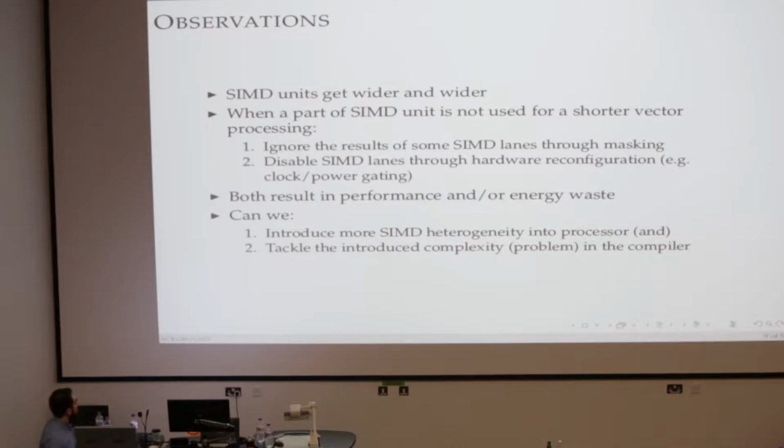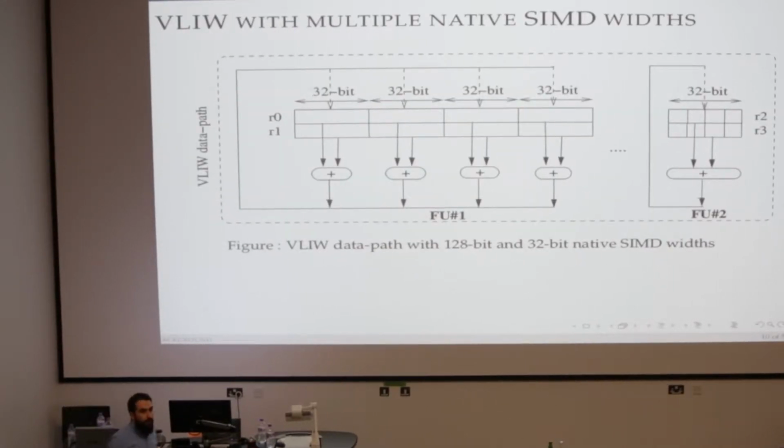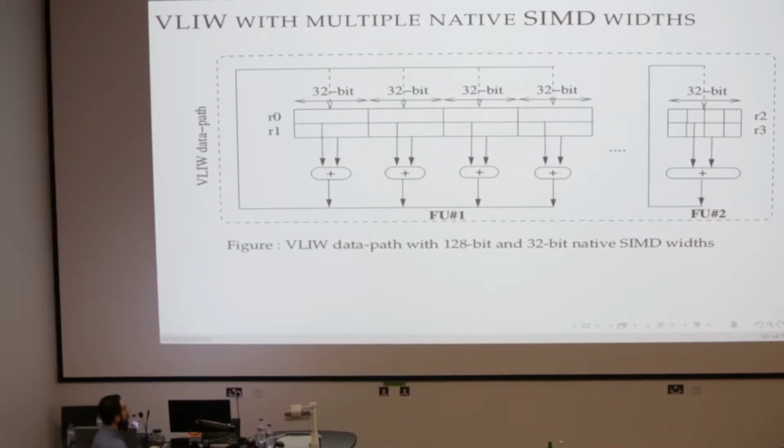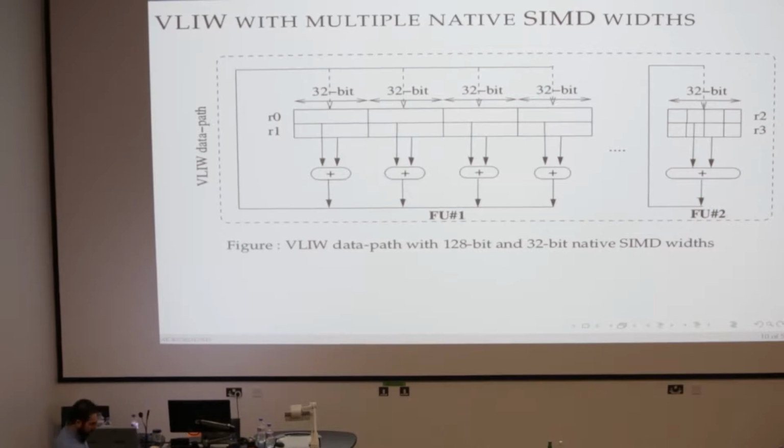So what we propose here: can we introduce more SIMD heterogeneity in the processor, push the problem to the compiler side, and tackle the problem in the compiler? The kind of architecture we focus on is VLIW architecture, as I mentioned. In this kind of architecture, you have multiple units that you can use for execution of multiple operations in parallel. And the type of heterogeneity we are talking about here is having a VLIW with multiple native SIMD widths.